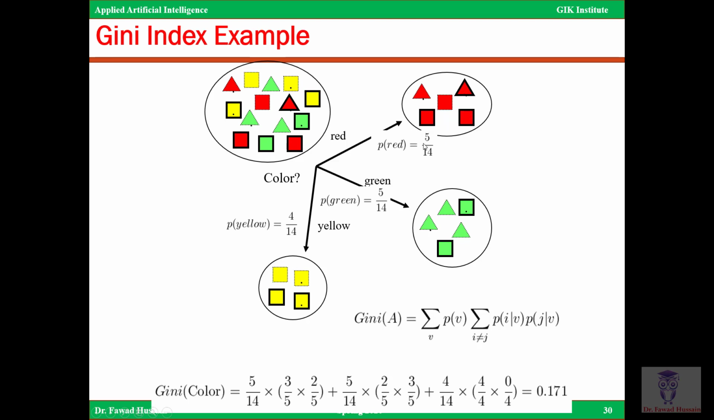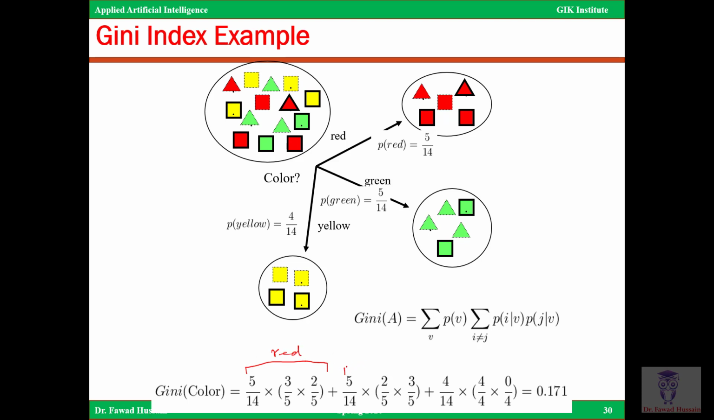If we now look at this subset of the data, here we have 3 squares and 2 triangles. So the Gini here is 3 by 5 multiplied by 2 by 5. Notice that now we are not using 14, because we are concerned with only this subset of the data, where the color is red. There are only 5 elements here, so 3 by 5 and 2 by 5: 3 squares and 2 triangles. You multiply this Gini by the probability, so this here corresponds to the value for red.